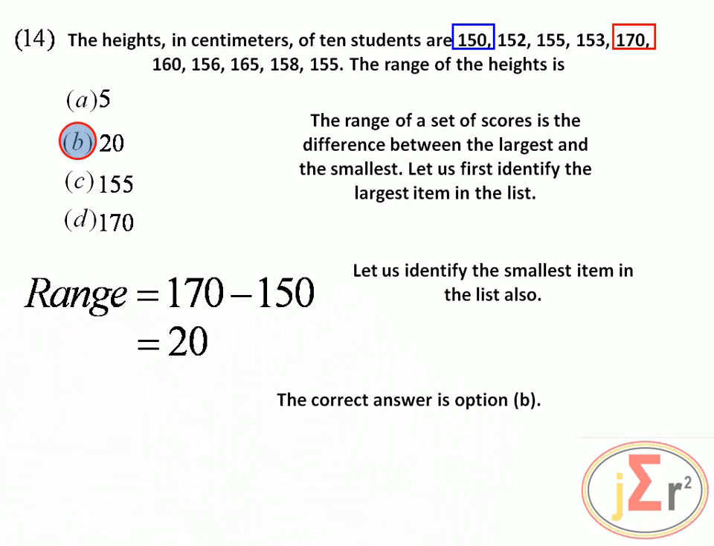No problem with that whatsoever. Range is equal to largest minus smallest. We identify the largest, we identify the smallest, we find the difference between the two of them, that is 20. That's all there is to it.